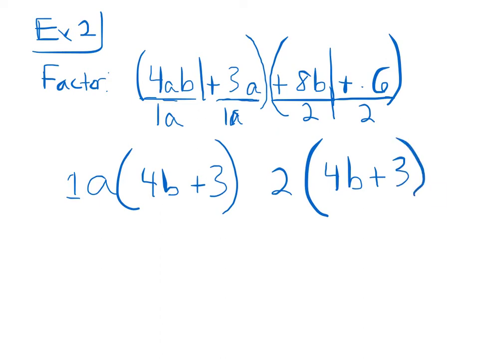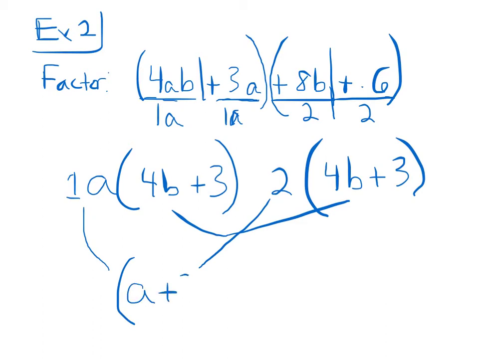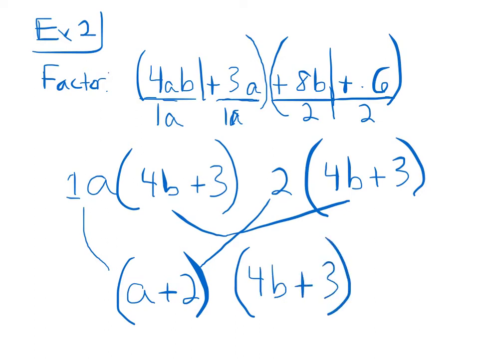Okay? So then we do the same thing. First of all, are these the exact same? And the answer is yes, they're the exact same. Okay, and then what do we do with our GCFs? Well, we basically hug them. So I would have a and a positive 2, so it's plus 2, because this is a positive 2. Okay, and then what's left? The 4b plus 3.